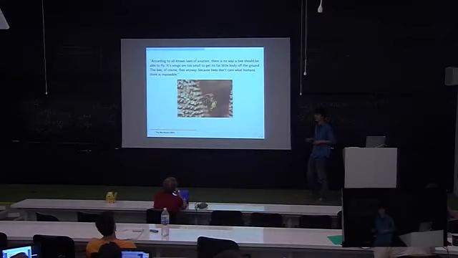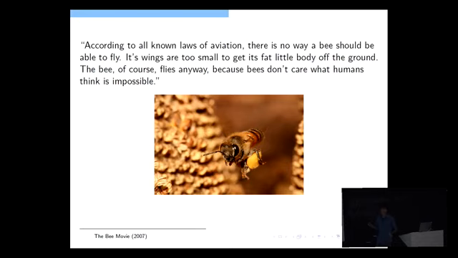Quote from the Bee Movie. I don't know if you guys have seen it, but it's a fun little movie. At the beginning of the movie, they have this quote which says, there's no way that a bee should be able to fly because it's too fat and its wings are too small. But the bee flies anyway because bees don't care what humans think is impossible.